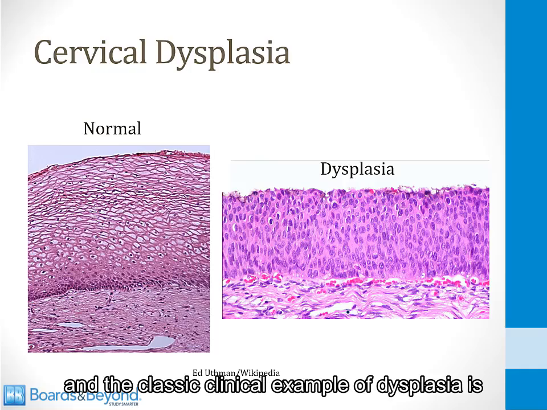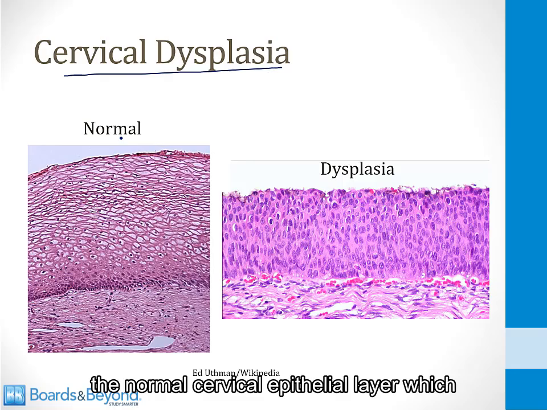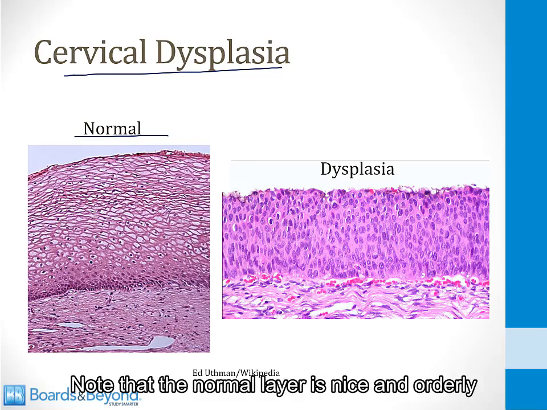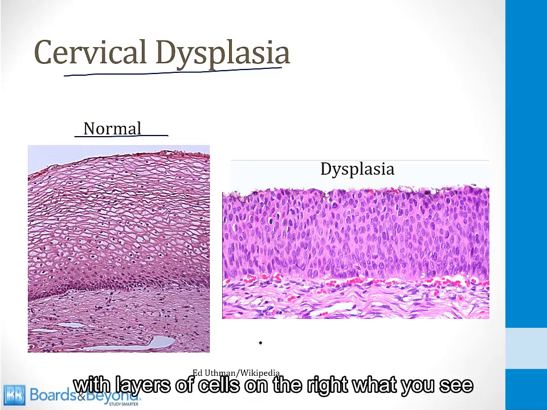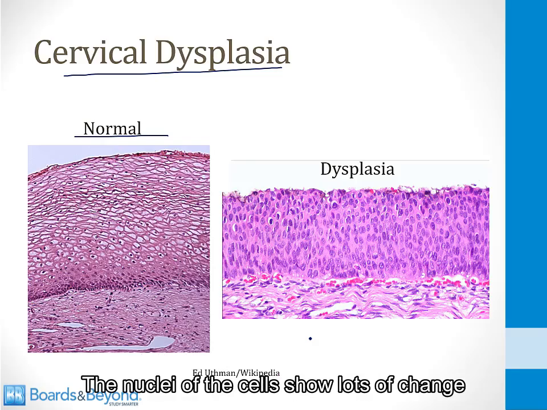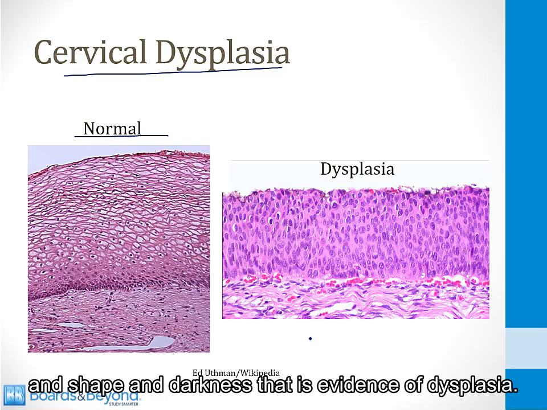And the classic clinical example of dysplasia is in the cervix. In cervical dysplasia, the normal cervical epithelial layer, which is shown on the left, transforms into dysplastic tissue. Note that the normal layer is nice and orderly with layers of cells. On the right, what you see is that normal architecture has been completely obliterated. The nuclei of the cells show lots of change in shape and darkness. That is evidence of dysplasia.